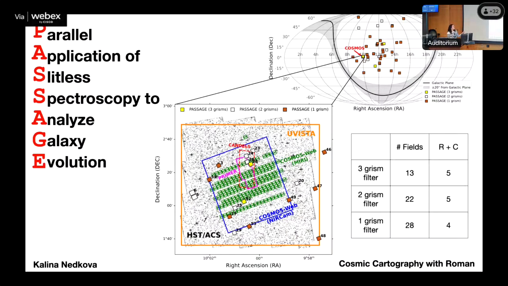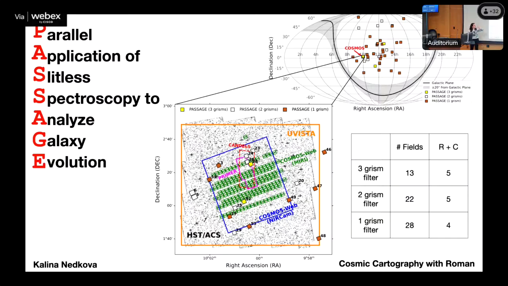To give you a bit of a summary, we have 13 fields with 3 grism filter coverage from PASSAGE. And 5 of those fields also have orthogonal grism orientation data. This is very important because you can imagine 2 objects side by side. If you disperse the light in this direction, your spectra are going to be contaminated by the other object. Now, if you rotate the dispersion by 90 degrees, you see that you can get very clean spectra for 2 side-by-side objects.